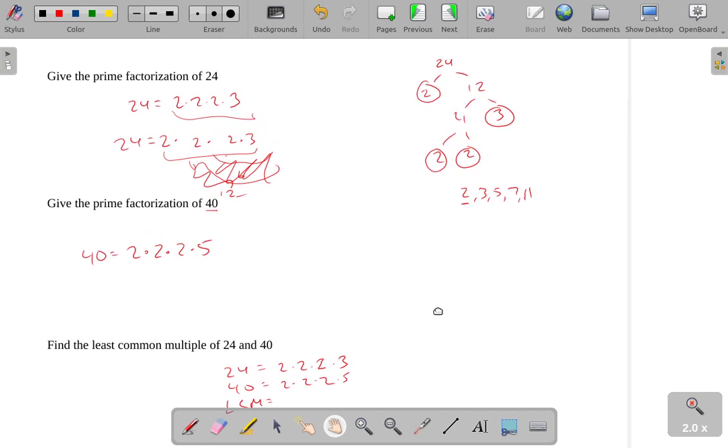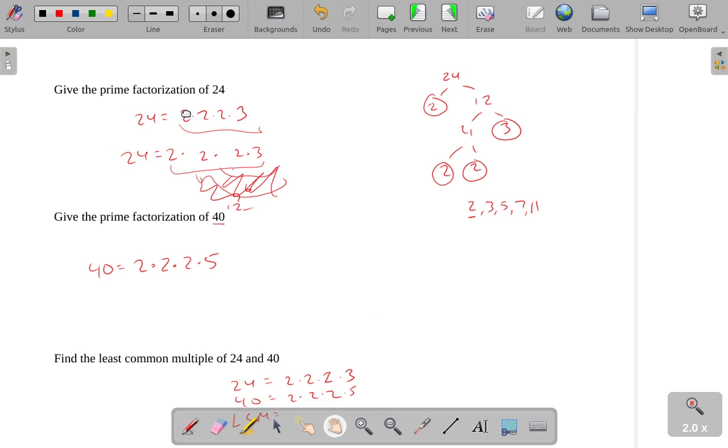Multiples are going the other way. When I say that 2 is a factor of 24, then I could flip it around and say 24 is a multiple of 2.